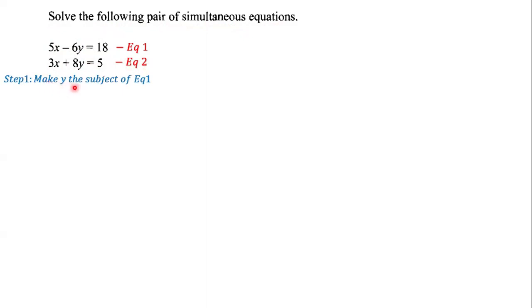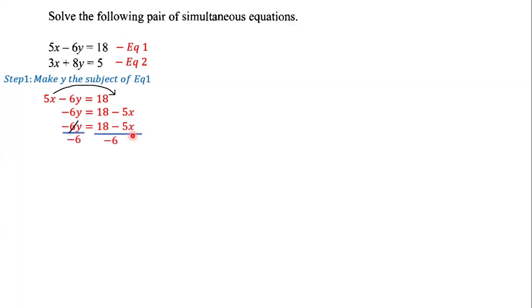Next, we're going to make y the subject of equation 1. So what we're going to do is take 5x and send it over the equal sign. When we send it over the equal sign, that gives us negative 6y is equal to 18 minus 5x. The next thing that we do is we divide both sides by negative 6.